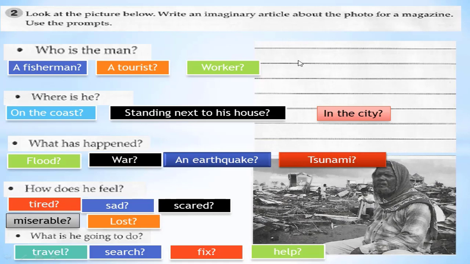Now, according to this, you have to write an article similar to a magazine article, similar to a magazine report. Give this man a name and talk about him. Short article.